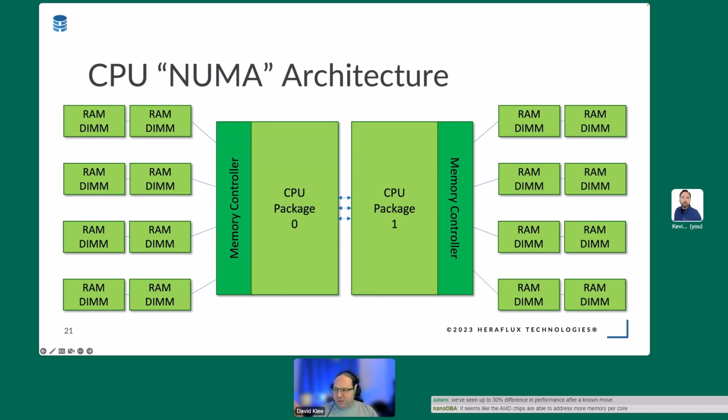But if it has to jump over, it's now got to go through these interconnects to the other CPU, to its memory controller, to the memory and back. And it can slow down the request. Now, how much depends on the platform, the speed, and all that jazz. Most of the time, it's not that bad, but it's still measurable. I just don't want it to be noticeable.